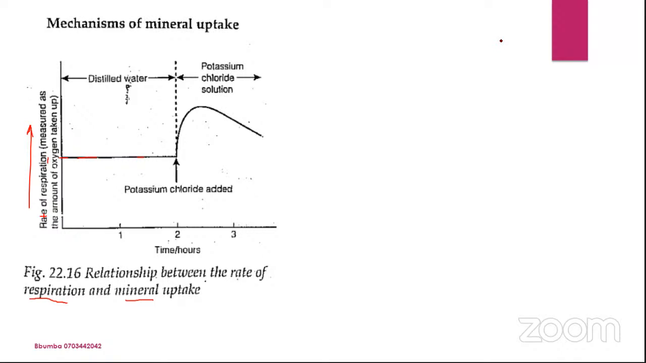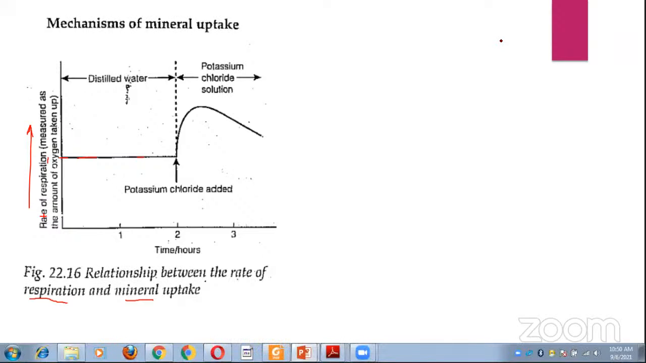I think if you add the potassium chloride, it is going to be more concentrated outside the root cell than inside, so it's going to move inside. Okay, thank you for that contribution.